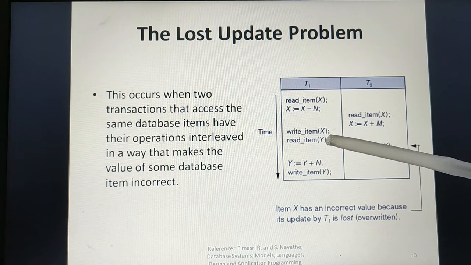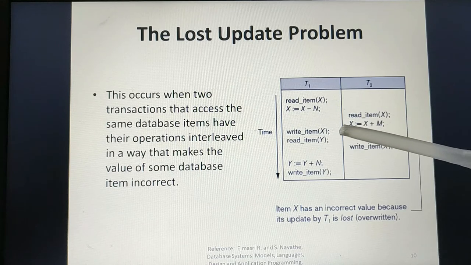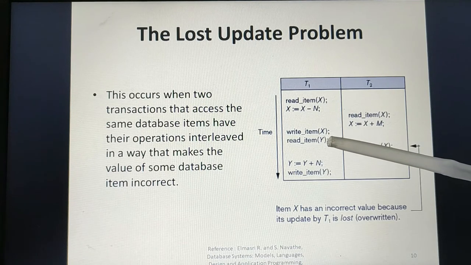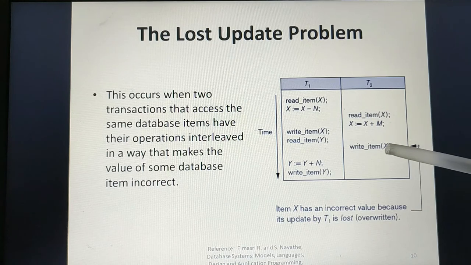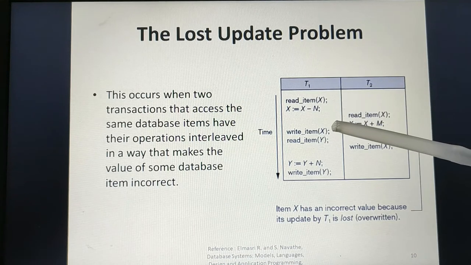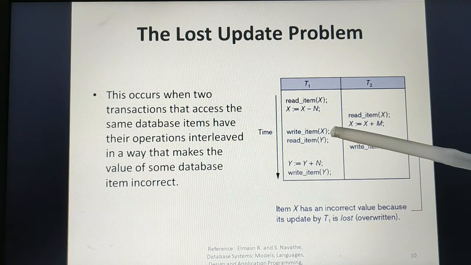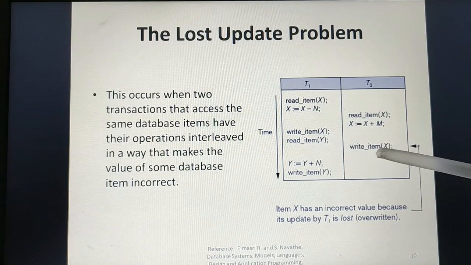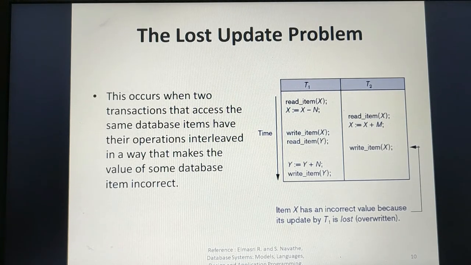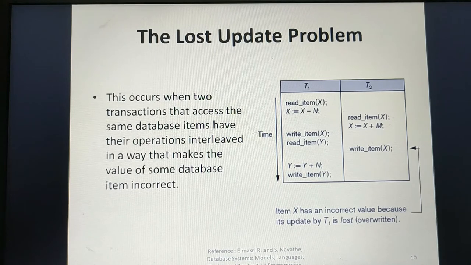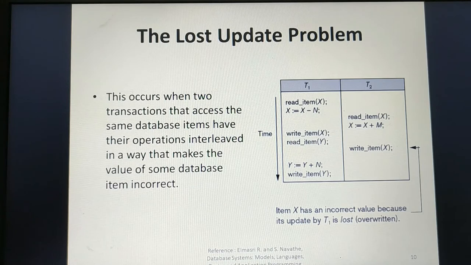After that, read item Y. After this, write item X and read item Y. T2 is writing the item X. So the change done by T1 is lost from the database because it's overwritten by T2. Here, the final value of data item X is incorrect because T2 reads the value of X before T1 changes it in the database. Hence, the updated value resulting from T1 is lost.